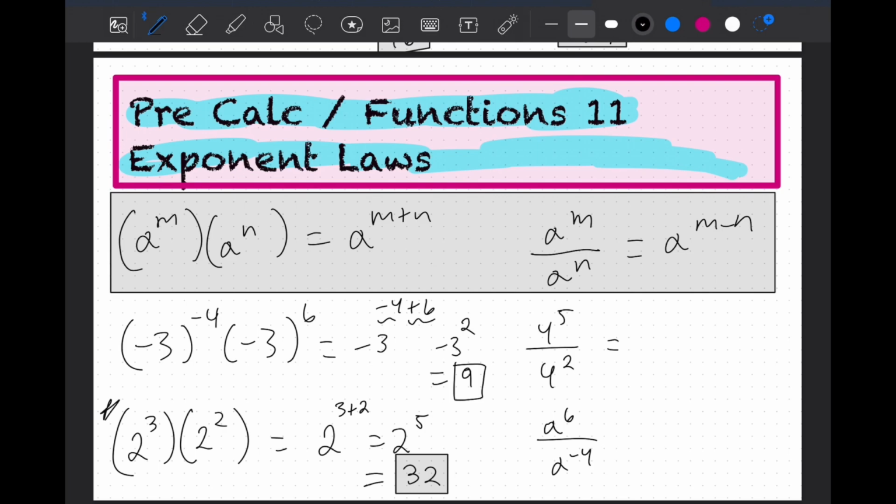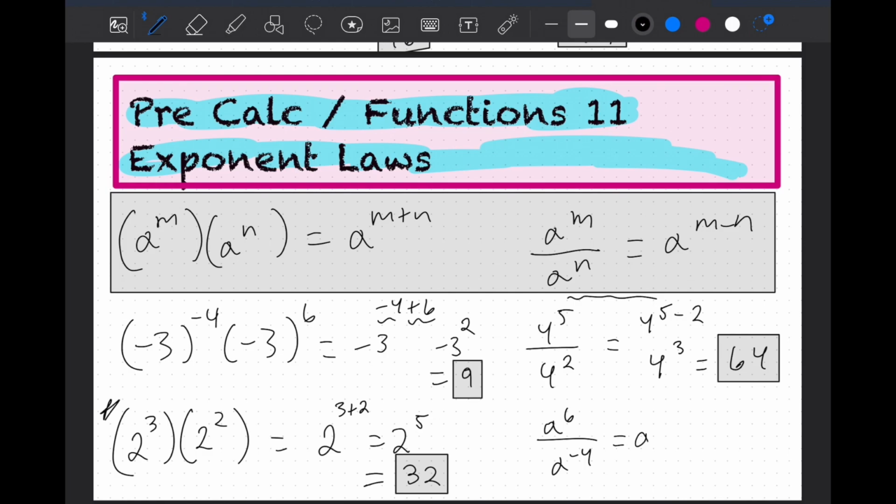Nice. And then now let's try the division ones. 4 to the 5 over 4 to the 2 would use this rule now. So we would go 4 to the 5 minus 2, because the bases are the same, so we can just subtract the exponents. So this would just be equal to 4 to the 3, which is also equal to 64.